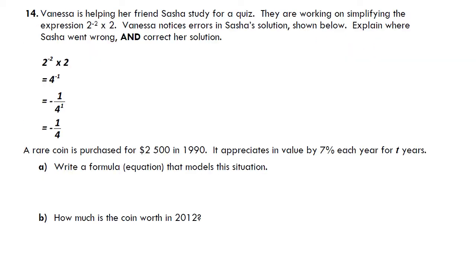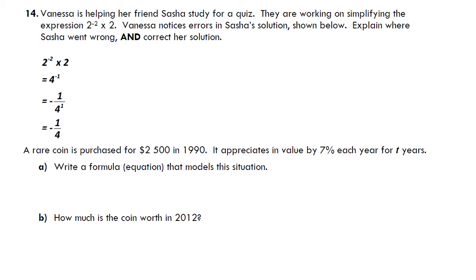Our next question is a bit of a thinking question. So Vanessa's helping her friend Sasha study for a quiz. They're working on simplifying the expression 2 to the negative 2 times 2, and Vanessa notices errors in Sasha's solution. Explain where she went wrong and correct her solution. For some people, doing the correct solution is probably going to be a good starting point. So do the correct solution first and then establish where she went wrong, assuming you know what you're doing.